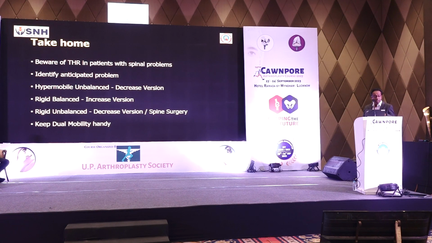The take-home message is, beware of THR in patients with spinal problems. You should identify your problem patients first. That is the biggest thing. A lot of us are very happy with our local landmarks, and we don't see the patient in totality. This is what we have to do, even in your primaries. To sum it up: hypermobile, unbalanced, you decrease your version on table. Rigid balanced, you increase your version. Rigid unbalanced, decrease version, consider spine surgery first. And when in doubt, a dual mobility is handy.